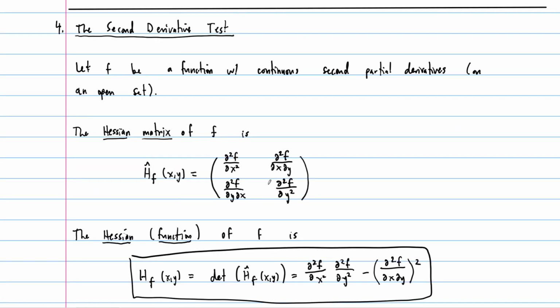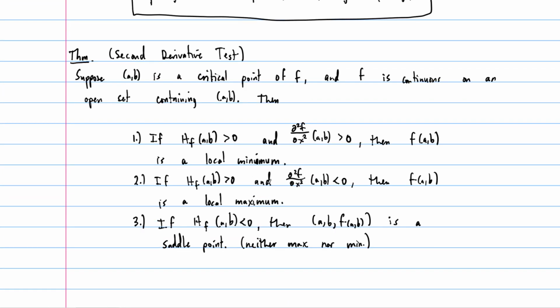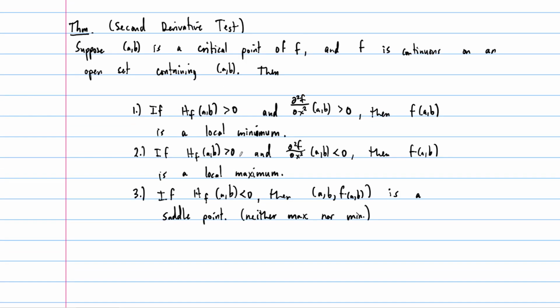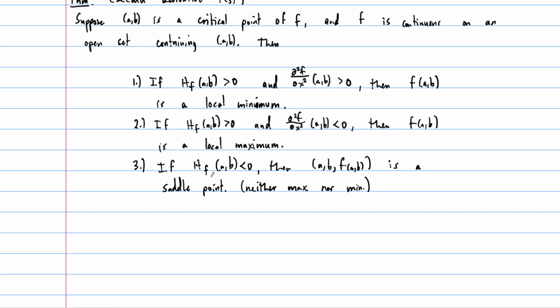Now, that's the end of it. So I've stated all three possibilities. Notice that there's a possibility that's missing, right? So if the Hessian is equal to 0, what do you think our conclusion is? So it's going to have to be that the theorem does not apply, right? Because there is no information given here if the Hessian is equal to 0.